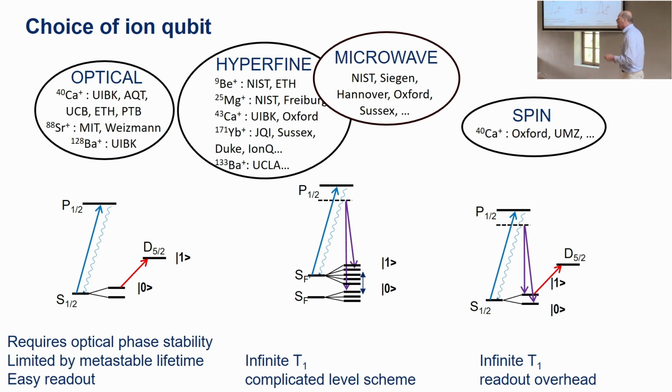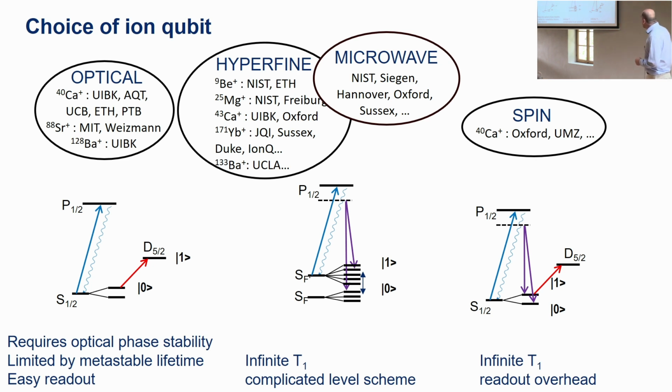If we really try a bit harder, we would go even for a 5th 9. But here, the optical phase stability of this laser is important, and you have a limited lifetime. So that is the problem of this qubit. You can go to hyperfine qubits, living now completely in the ground state, so infinite T1 time, perfect, but kind of a complicated level structure.